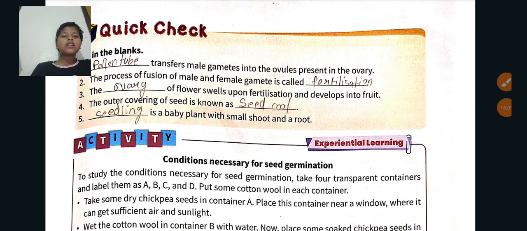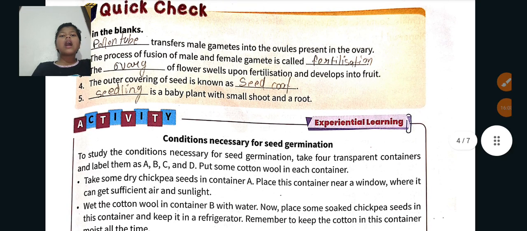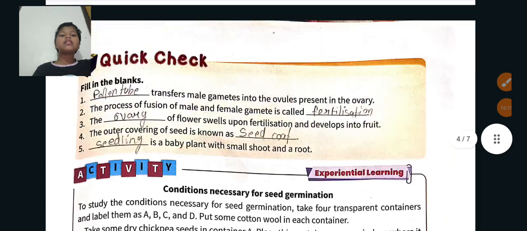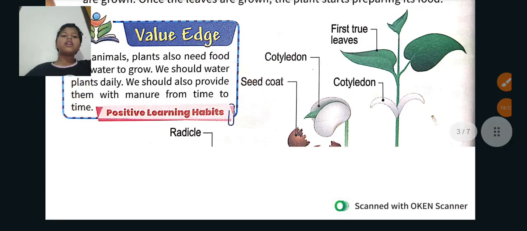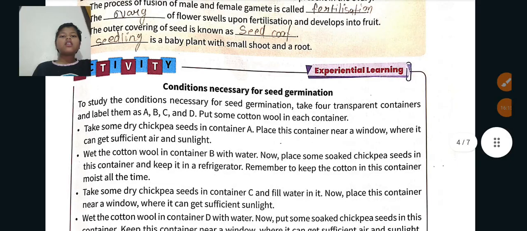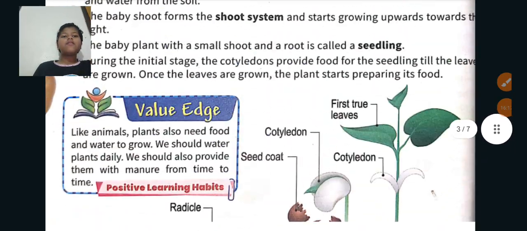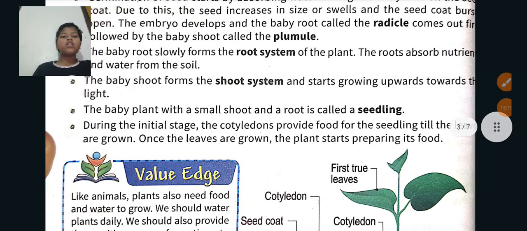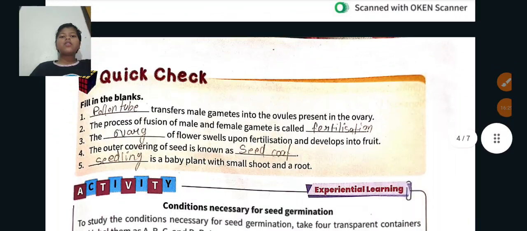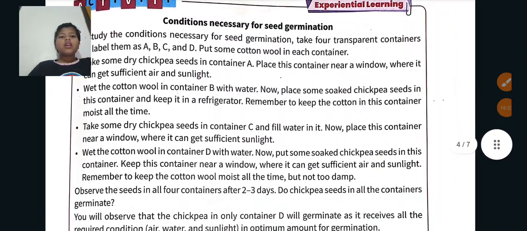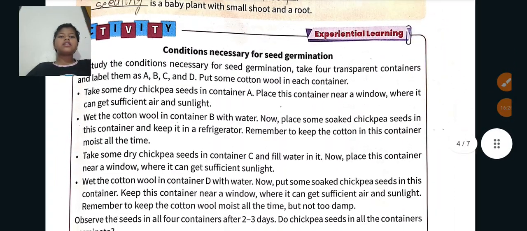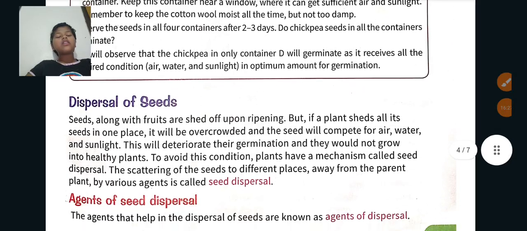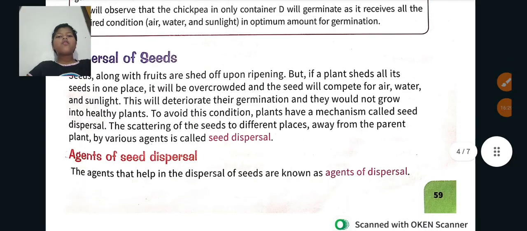A flower swells up upon fertilization and develops into a fruit. The ovary of a flower swells. The outer covering of a seed is known as the seed coat, as we have seen here. Seedling is a baby plant with a small root and a small shoot. Now let's move on. Here are some conditions and some activities you might do, if you want to.